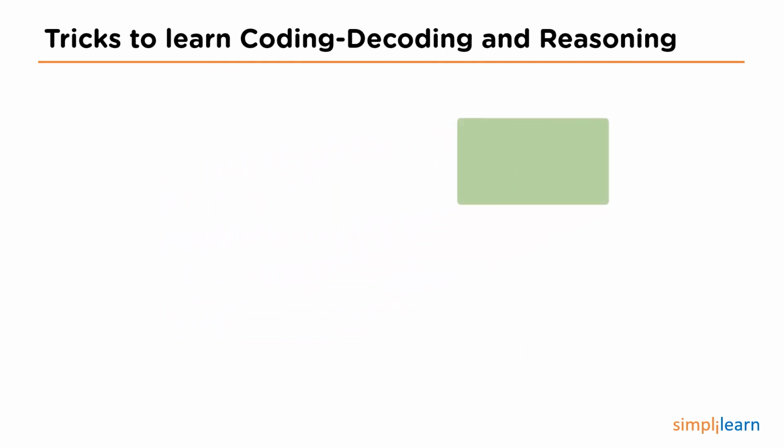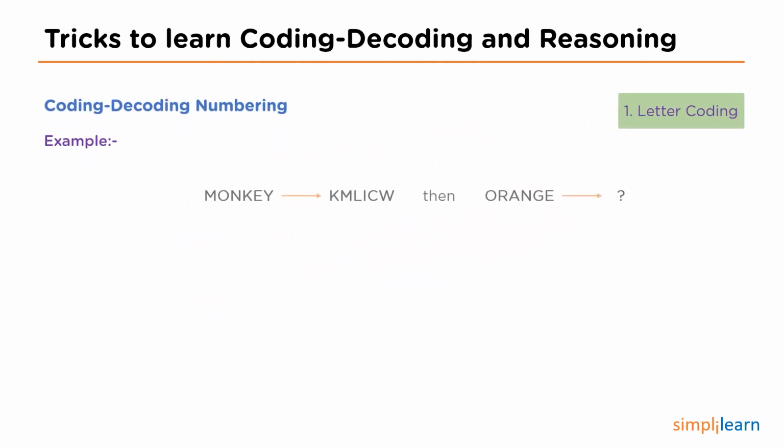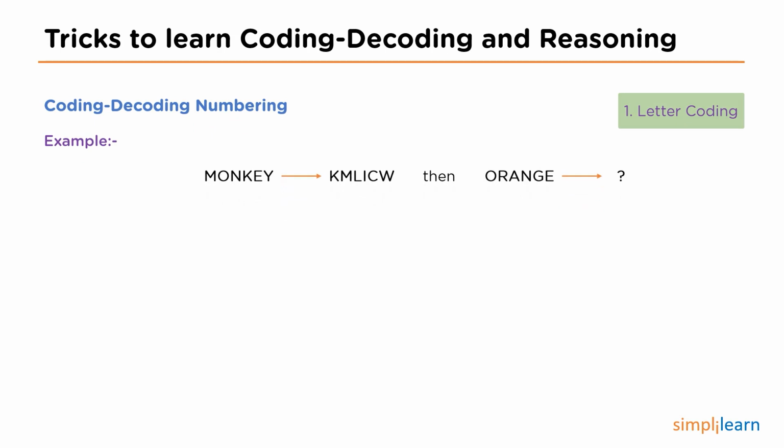Let's have a look at these 5 with examples. First, we have letter coding. Letter coding is a type in which the letters are replaced with other letters. Let us take an example. Monkey is coded as K, M, L, I, C, W. Then what should orange be written as according to the monkey?